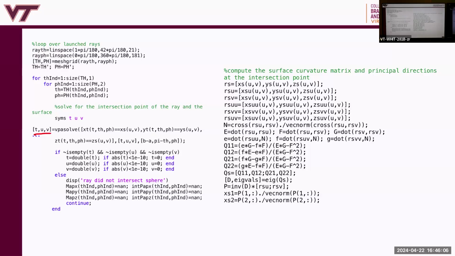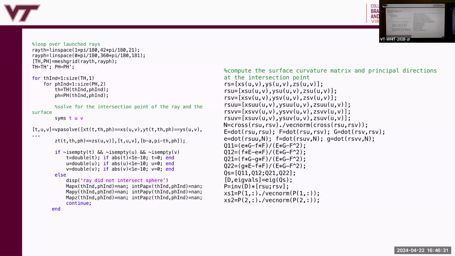All right? So once you have that, you need to check if it's empty, right? If it doesn't intersect, if there's no solution, then it'll return empty. So if it returns empty, you skip the ray. If it returns empty, you display "ray did not intersect sphere," and you fill these matrices holding the aperture fields and the intersection point in the aperture field with NaNs. That's what I did, because then you can easily go and remove them later.